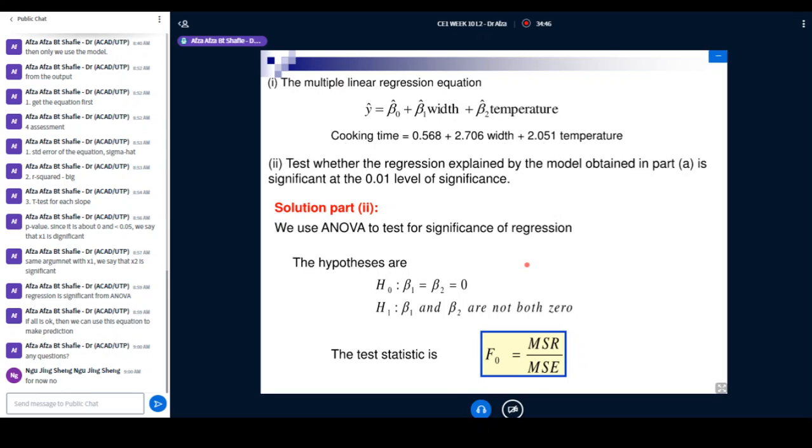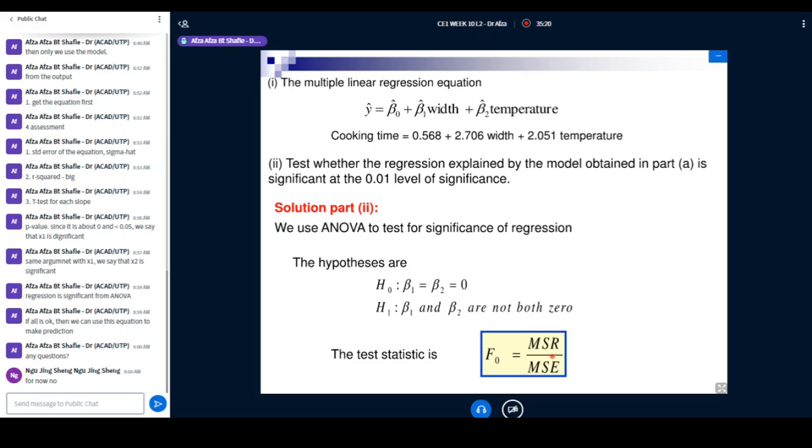So what will be my hypothesis? Because I only have two values, beta 1 and beta 2, I assume that beta 1 equals beta 2 equals 0, against beta 1 and beta 2 are not both equal to 0. So my test statistic will be the F test. This is what I will do.